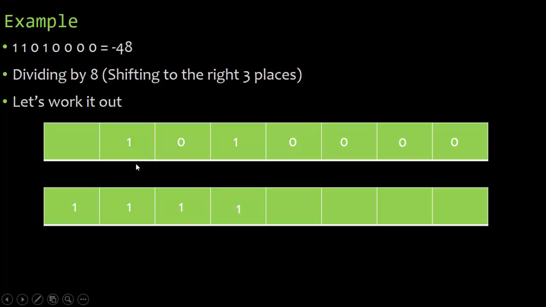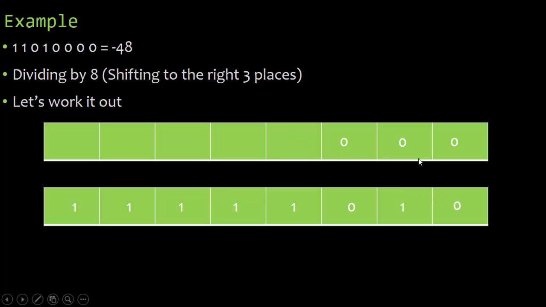Now, the second one, all we do, it's not a sign. We just shift it normally 3 places to the right. So there's our 1s. We shift it to the right 3 places. The 0, we're also going to shift to the right 3 places. The 1, we're also going to shift to the right. The 0, we're also going to shift to the right.